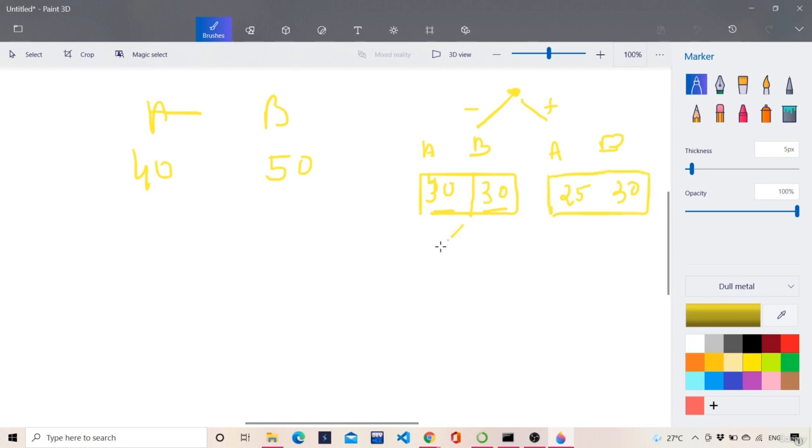So based on some decision, again I will split this. Here also, based on some decision, again I will split it. So if it is 30-30, let's say that over here A got 15 and B got, let's say, 40, B got something like 15 again. Okay, still there is impurity here. The classification is not getting done correctly.